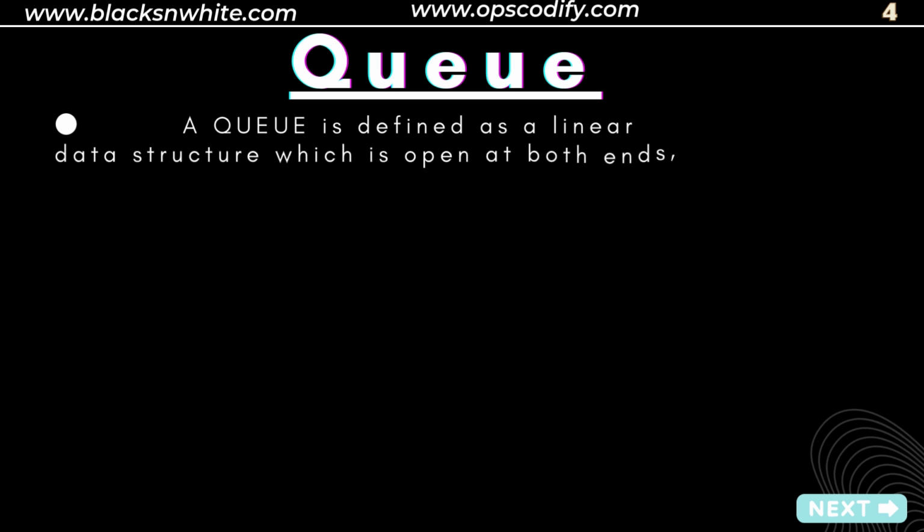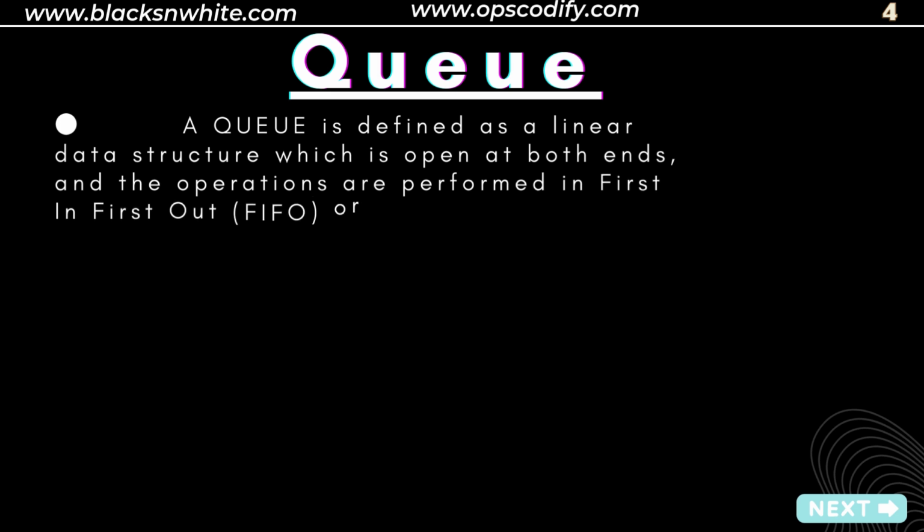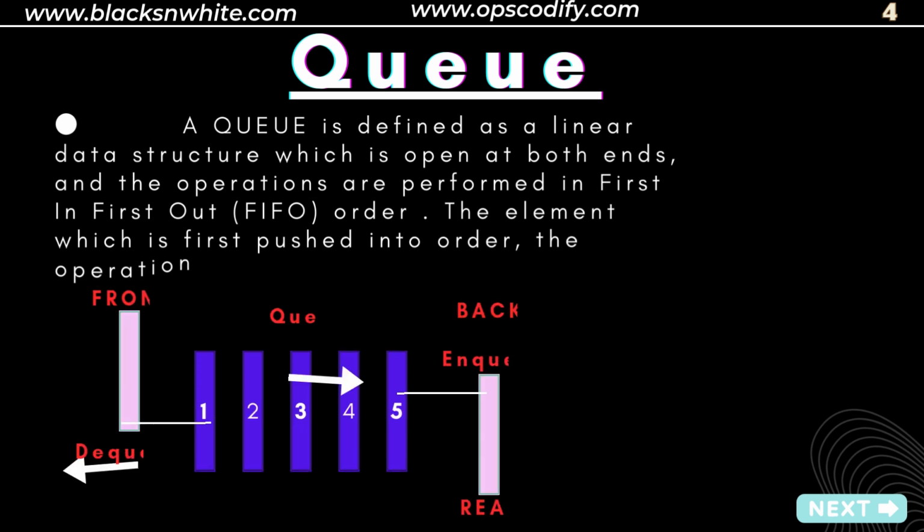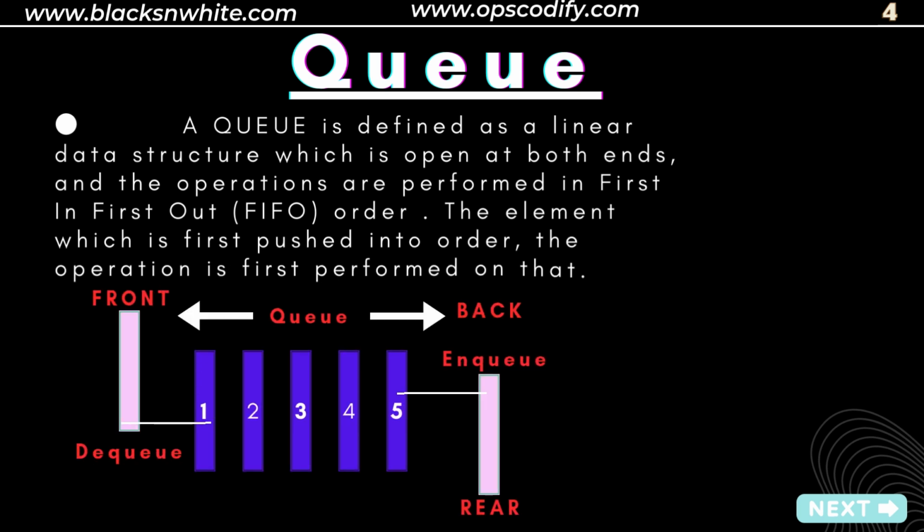Let's learn about queues. A queue is defined as a linear data structure which is open at both ends and the operations are performed in first in, first out, FIFO, order. The element which is first pushed into the queue is the first on which the operation is performed. Let's look at the diagram. We have a queue with 5 items. The front of the queue is called the front, where items are removed.